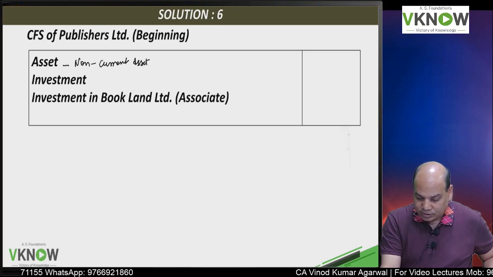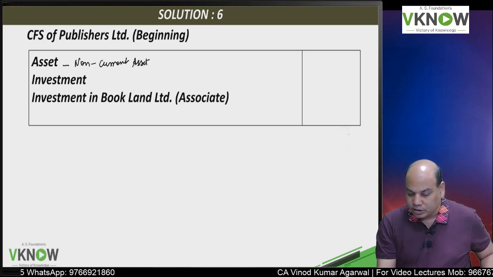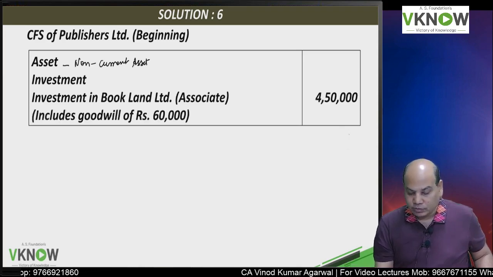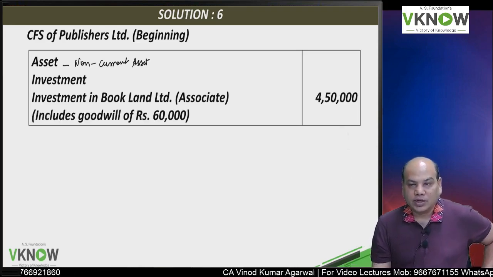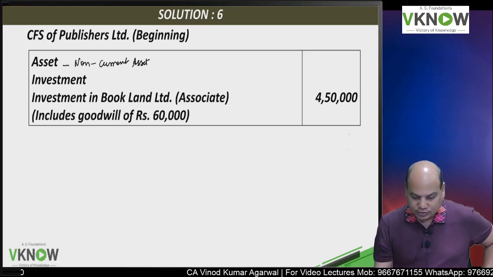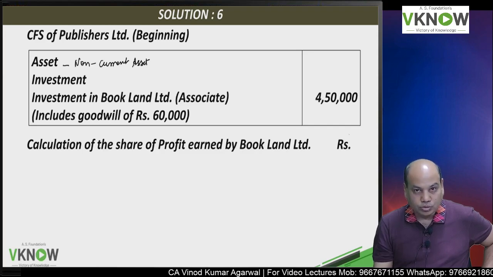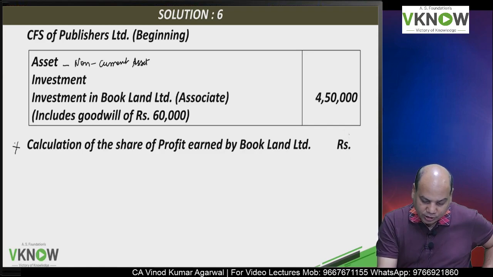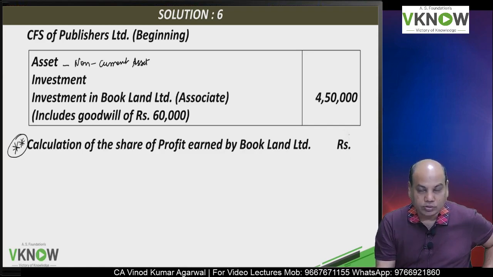Under that investment in Bookland Limited, associate cost 4,50,000, and you will write as a disclosure "includes goodwill of rupees 60,000." Now we'll come to the second working note, which is very important, something new for you.